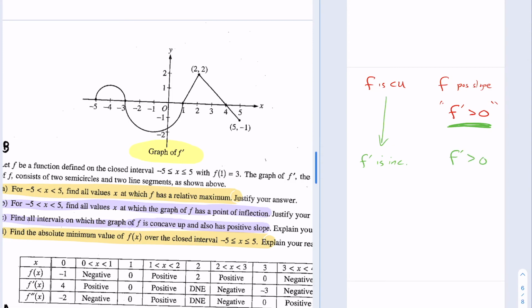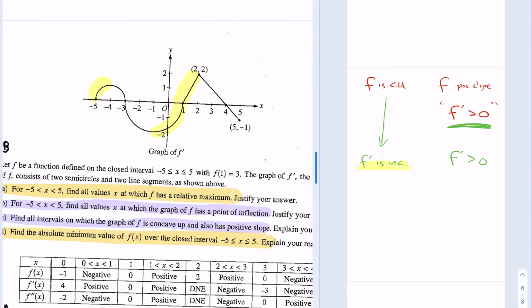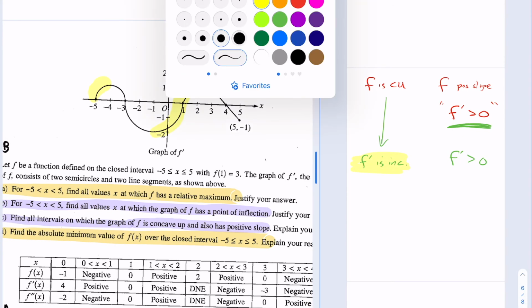So let's start off with the direction. Where is f prime increasing? Okay, I'm going to go ahead and highlight here so it's a little bit easier for you to see. F prime starts to increase from -5 to -4, and then it starts to decrease, and then from -1 to 2, it increases. Okay, so that's pretty much my, I'll color coordinate here so you guys can see. That's my yellow highlight.